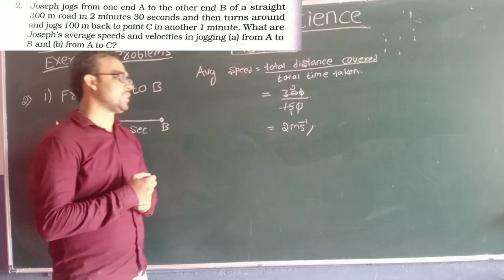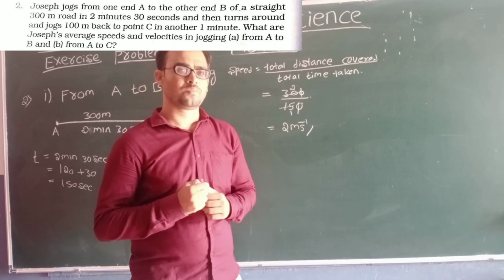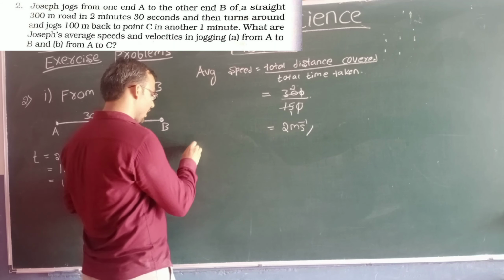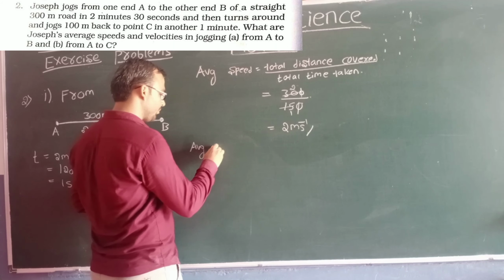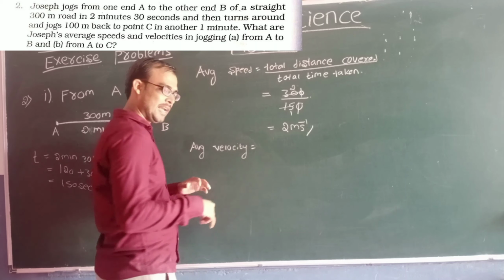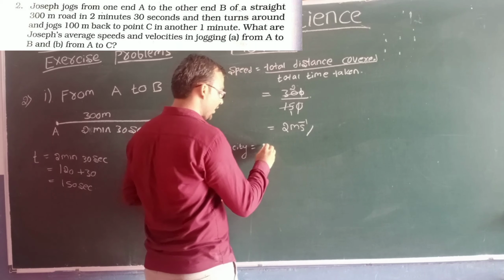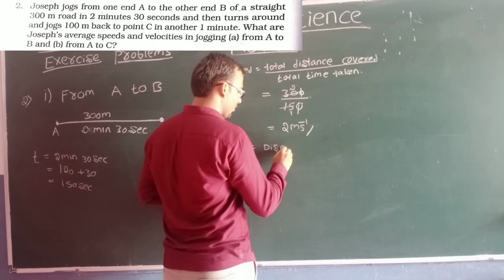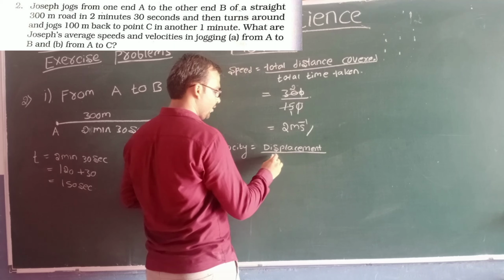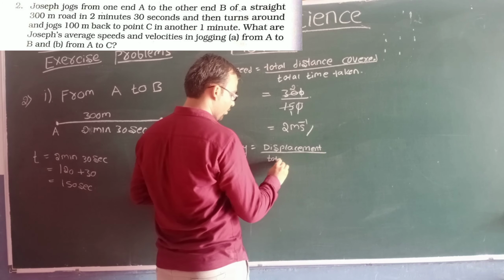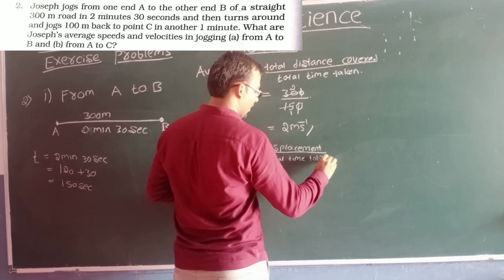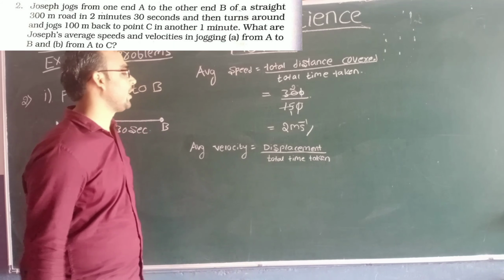So the average speed of Joseph while moving from A to B is 2 meter per second. Now we need to find the average velocity. Average velocity can be written as displacement by total time taken.